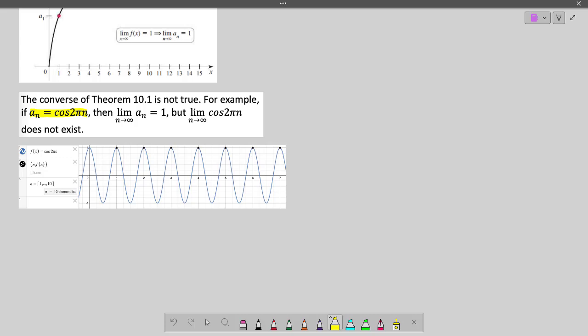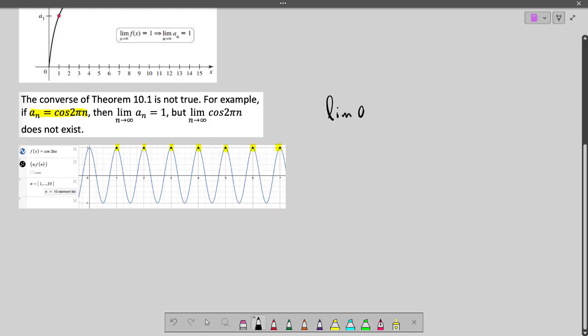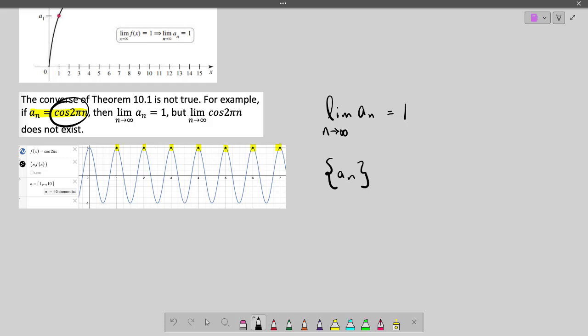And that's what these little black dots are representing. So at 1, cosine of 2 pi times 1, cosine of 2 pi times 2, cosine of 2 pi times 3, cosine of 2 pi times 4, etc. So that sequence that's embedded inside this function has the following limit. The limit of a sub n as n goes to infinity is 1, because the value of this is 1 for every n. So the sequence a sub n in this case is just 1, 1, etc. So its limit is 1.